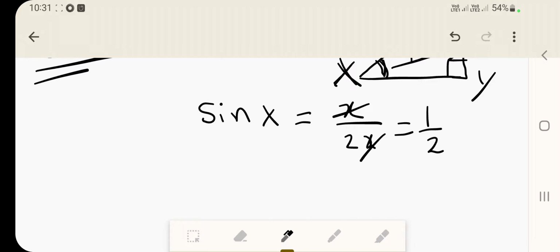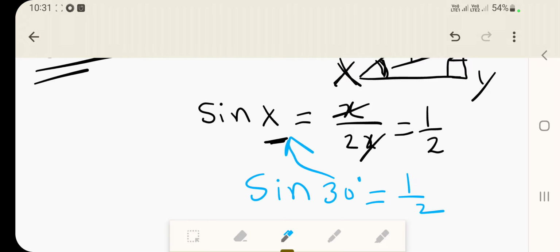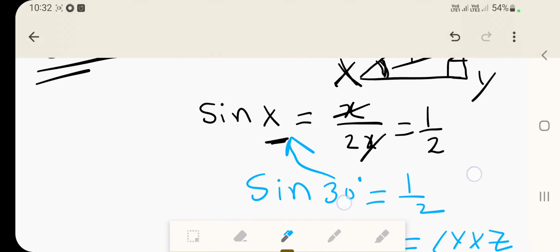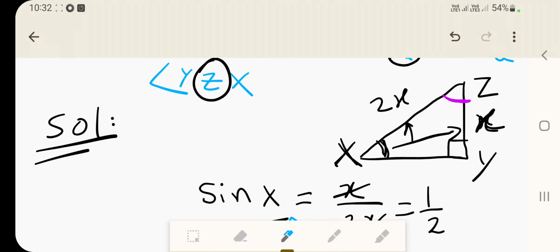Now you can remember, for which specific angle X do we get 1 by 2 here? 1 by 2, sine of which angle? Pause it, think, write on the paper. Sine 30. Okay, sine 30 is 1 by 2. So if you compare here, X is equal to 30 degrees. Angle YXZ is nothing but X, which is 30 degrees. So now you can write here it is 30 degrees.